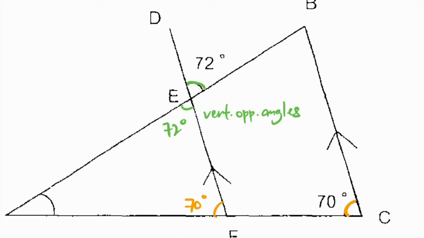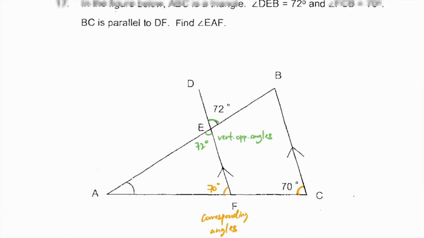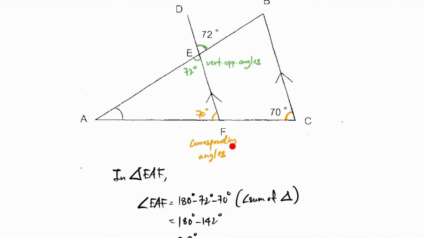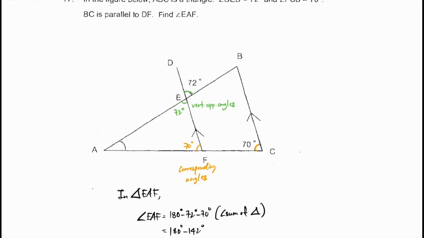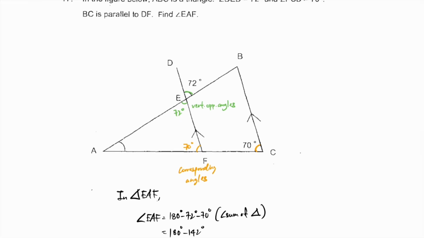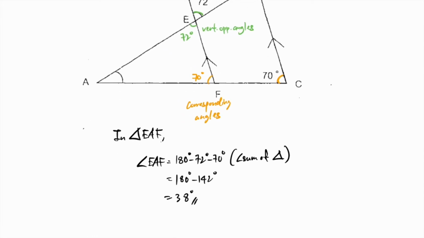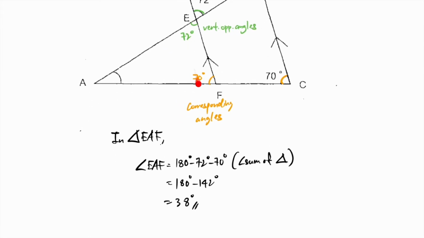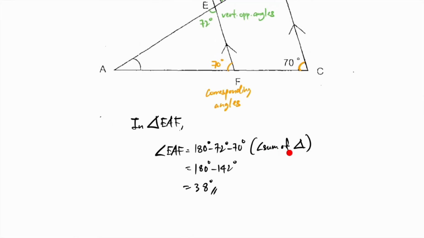Okay, looking at this diagram right here, because of this 72, the other side must be 72 as well, vertically opposite angles. And because of the fact that these two lines are parallel, that 70 will appear here due to corresponding angles. Okay, we are asked to find EAF, which is this unknown angle right here. Well, inside this triangle, you can already tell I've got 2 of those angles, yeah, 72 and 70. So EAF is therefore 180 minus those 2 angles. That gives us 38 degrees. The rule here is sum of angles in a triangle add up to 180.